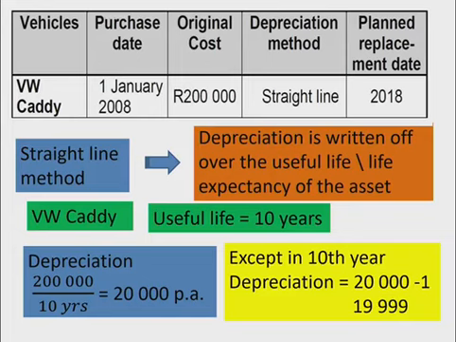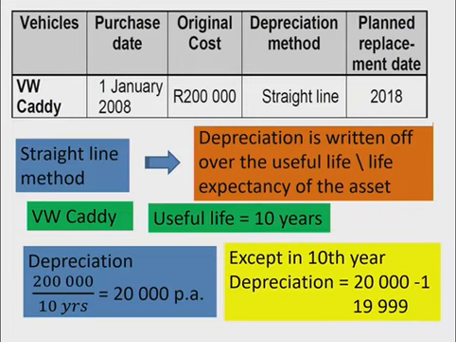19,999. Okay? But for a normal financial year, it will be 20,000 every year. And because we bought it in January, the depreciation for the year to December will be 20,000, except in its last year, then it will only write off 19,999. So that is what the straight line method is all about: the life expectancy of the asset, and in this case it's 10 years. So it's the cost price divided by the 10 years to give you 20,000 per year.